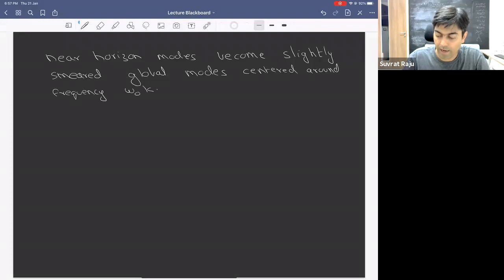Okay, and the only thing we need is this multiplicative factor, is the fact that you define the near horizon modes with the frequency omega naught and you get slightly smeared global modes with the frequency omega naught k. We don't need the rest of the constants because in the end, these slightly smeared global modes are canonically normalized because the near horizon modes are canonically normalized. Okay, are there any questions about this?